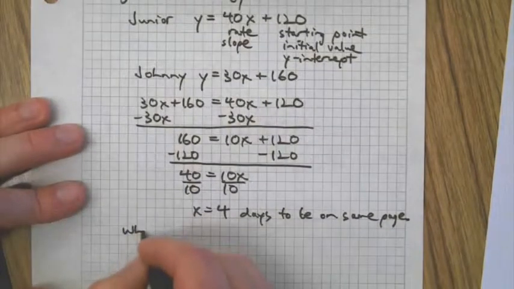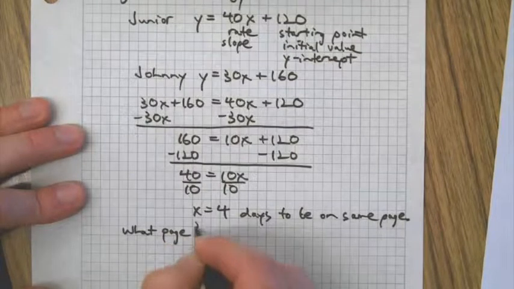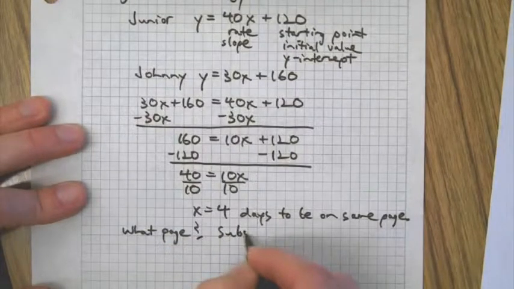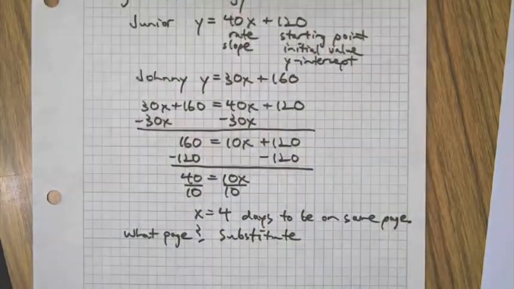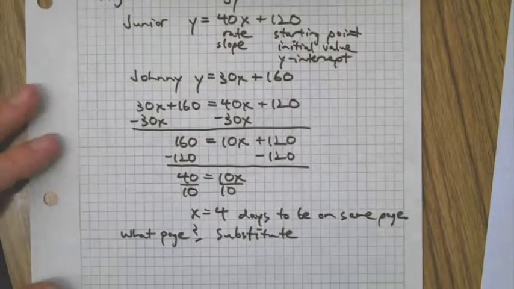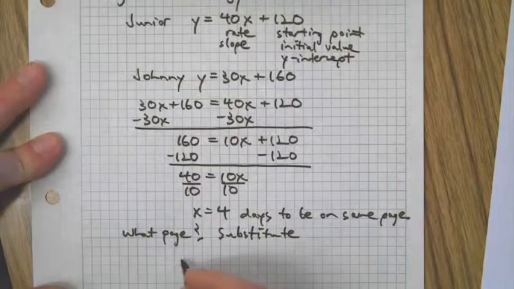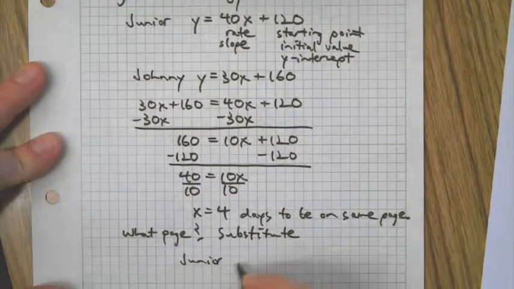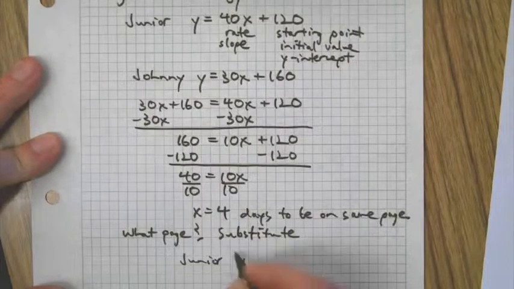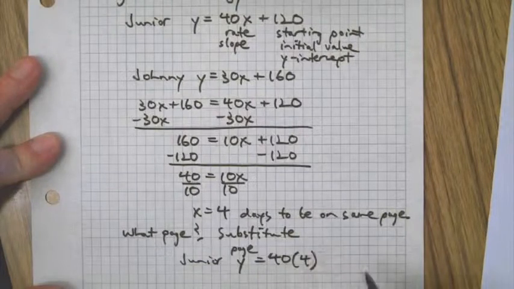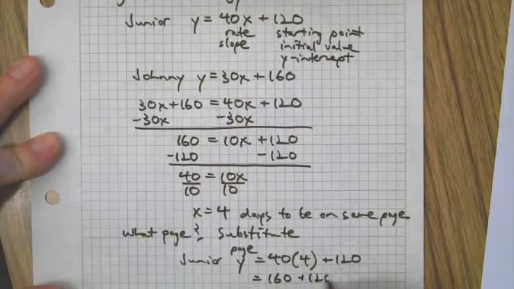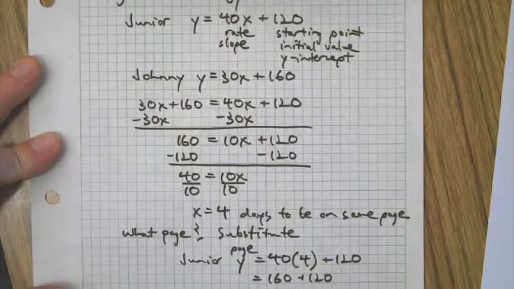What page will that be? We substitute. Since we already know it'll take 4 days, no matter who it is, we can pick either one of these equations. Okay? So let's take Junior. The page number is 40 times 4 days plus the page he was already on. Okay, the page he's on will be 280.